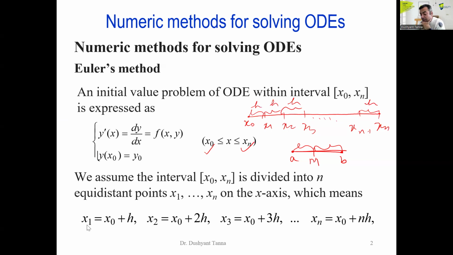If you wanted to talk about the first part, sorry, the x1 point, that is x0 plus h. Then you keep adding h. x2 will be x0 plus 2h, or x1 plus h. x3 will be x0 plus 3h, and similarly, xn will be x0 plus nh. So n equal parts of the whole interval x0 to xn.